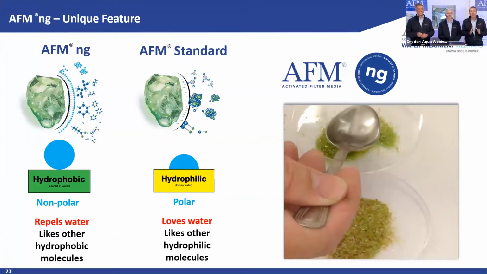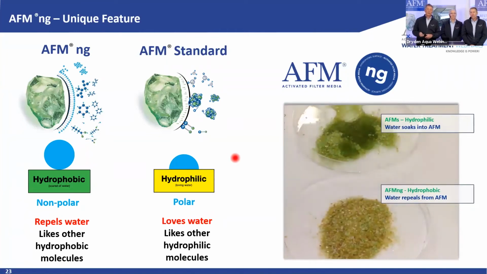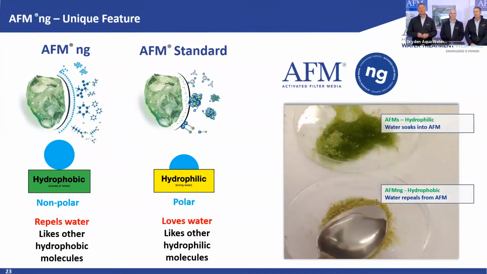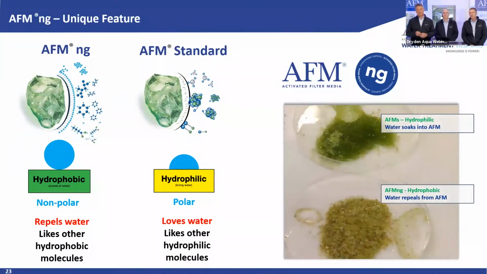On the other side, we have AFM-NG, and it has a hydrophobic surface, which means it repels water, and hydrophobic substances like each other, right? So this is why AFM-NG with its hydrophobic surface is very good at filtering out other hydrophobic substances, such as hydrocarbons or microplastics. And on this small video, we can easily explain it. On top, you see AFM standard, hydrophilic. Below you have AFM-NG, hydrophobic.